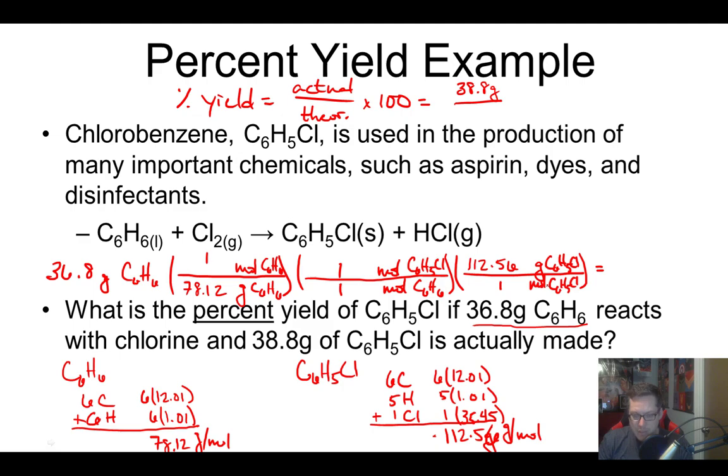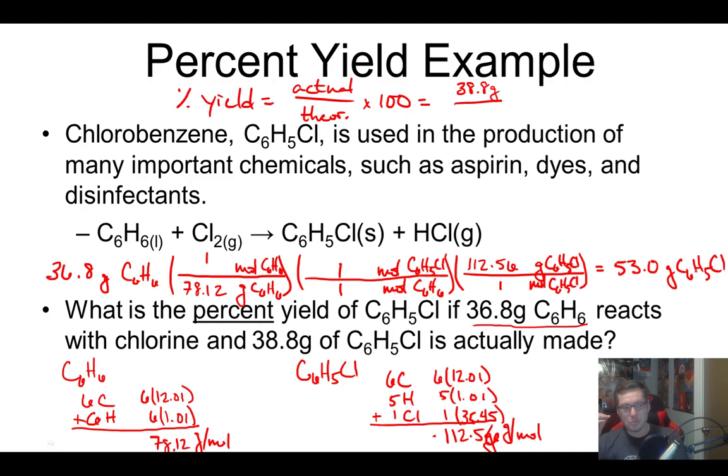So now we're going to do our math here. So we take 36.8. Remember, if it's on the bottom, it divides. If it's on the top, it multiplies. So 36.8 divided by 78.12, times 1 divided by 1, times 112.56. So we plugged it all in, and we got to think about our sig figs. So that's got 3, so our answer should have 3. So we'll round to 53.0 grams of C6H5Cl.